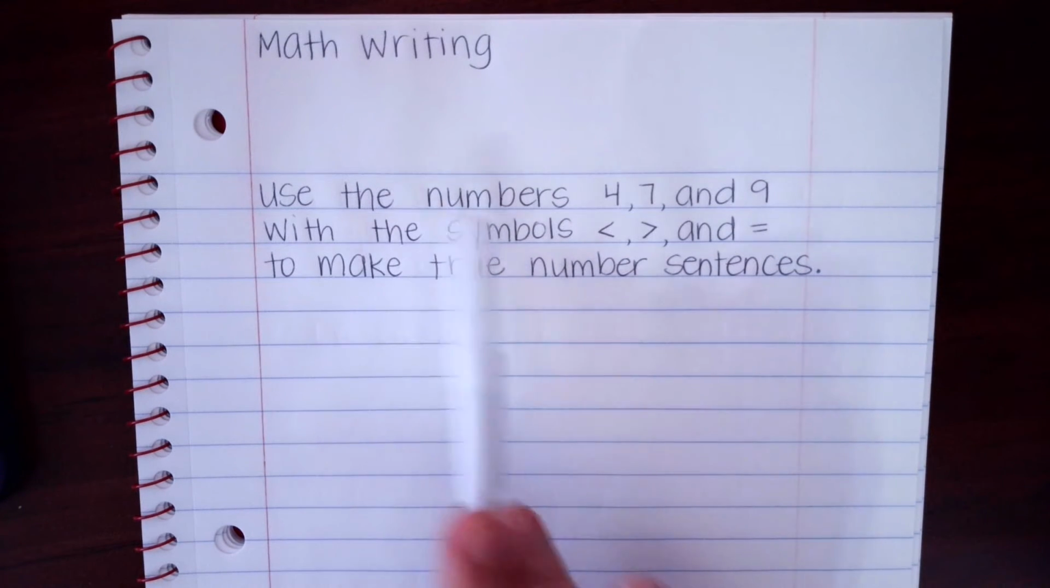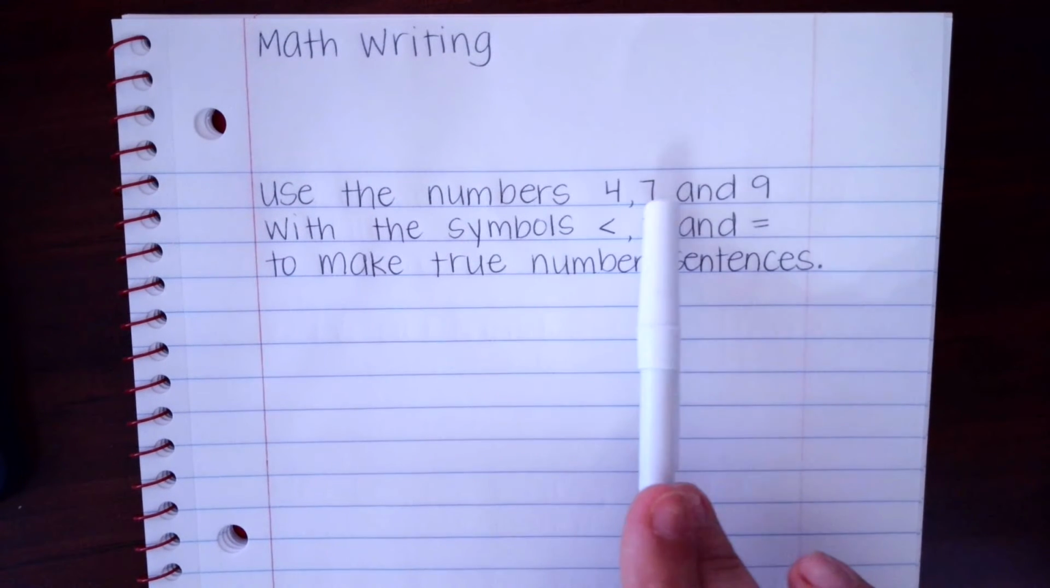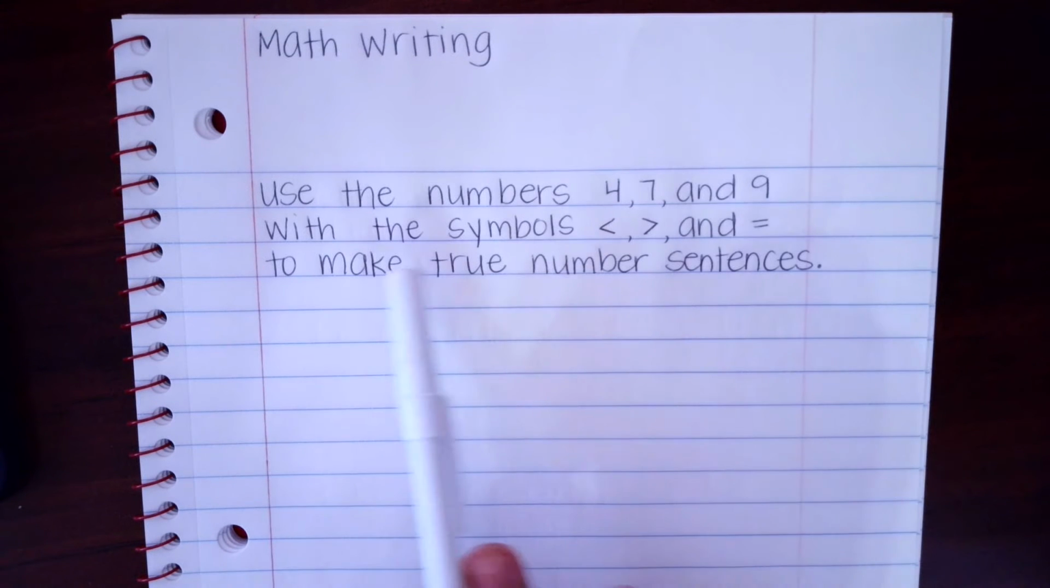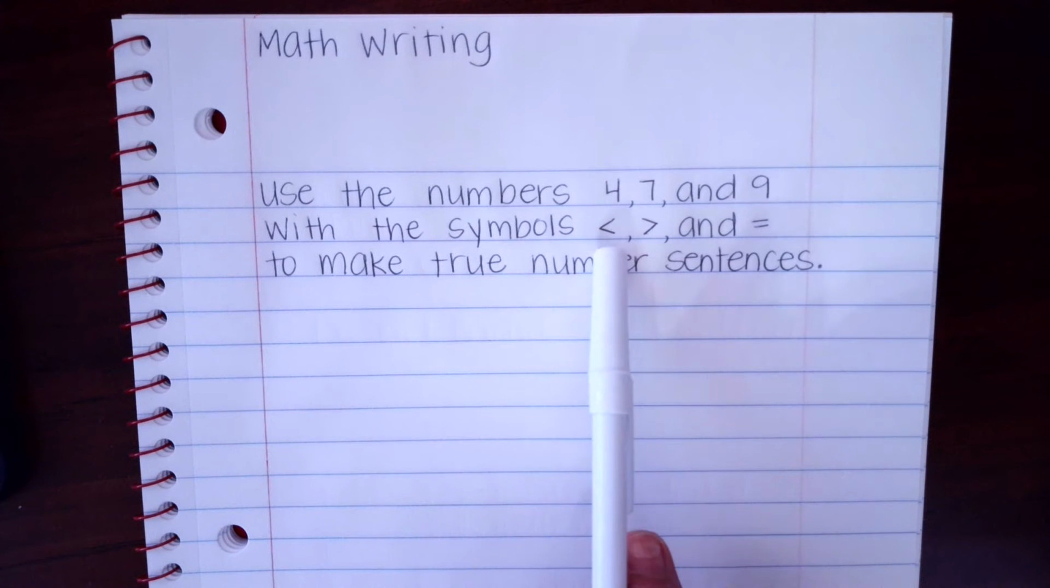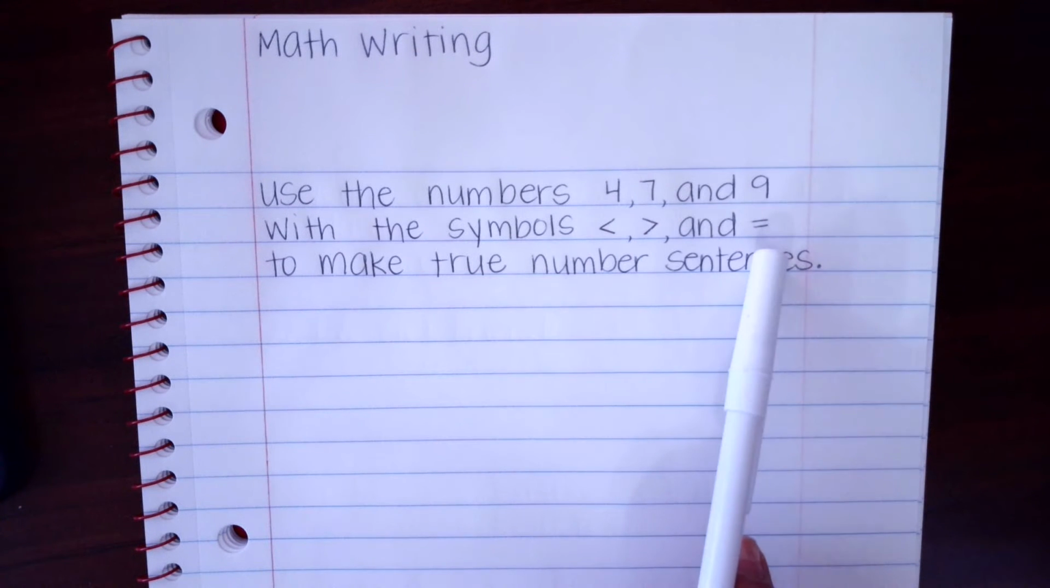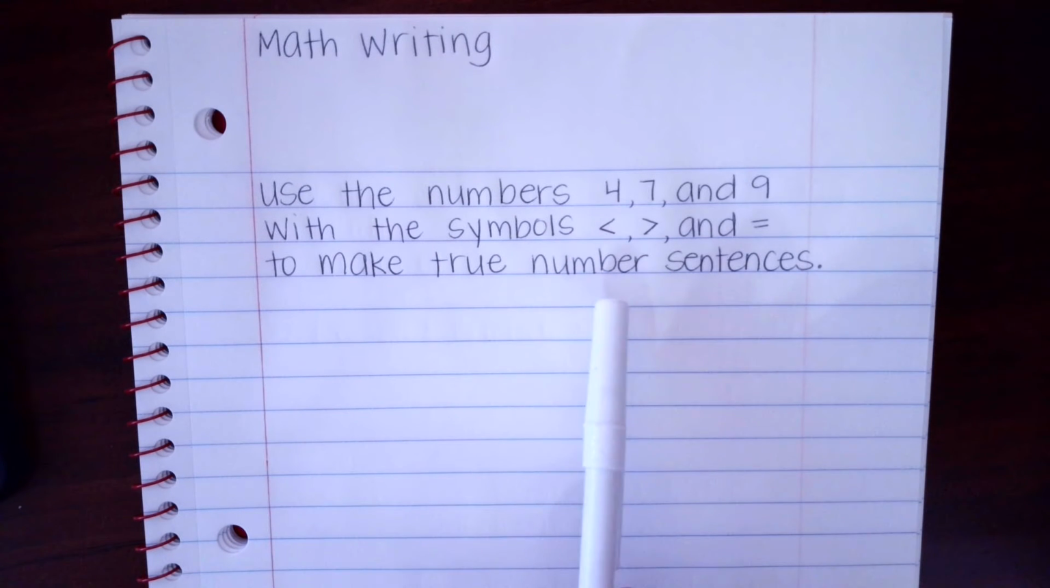So it says use the numbers 4, 7, and 9 with the symbols less than, greater than, and equal to make true number sentences. So, what we're going to do is I'm going to show you a couple examples of different number sentences that you can write. And then your job will be to create 3 different ones on your own.